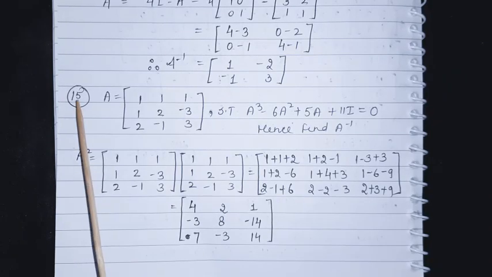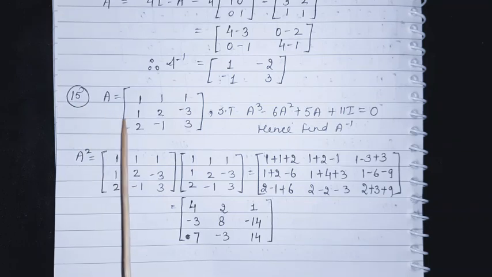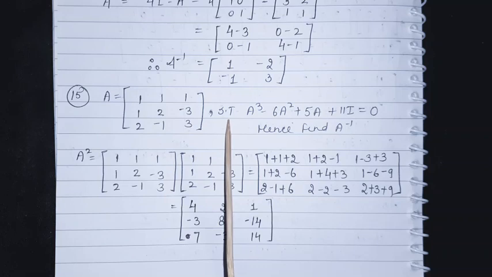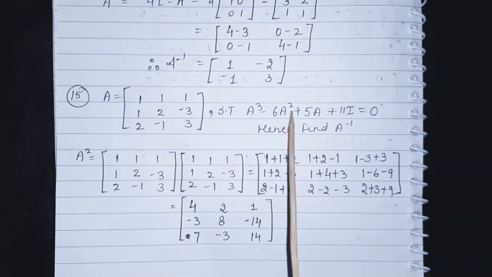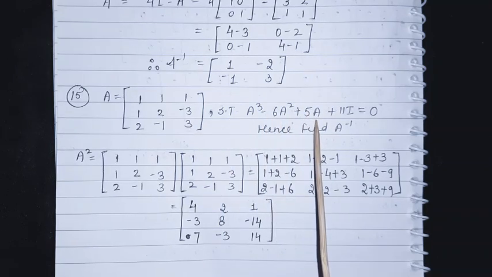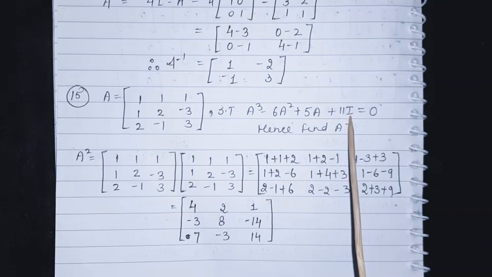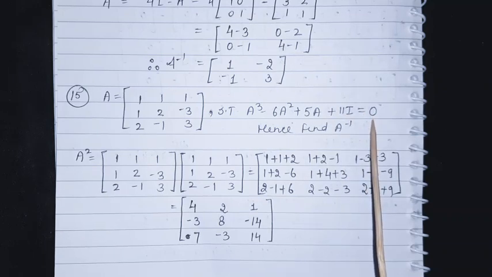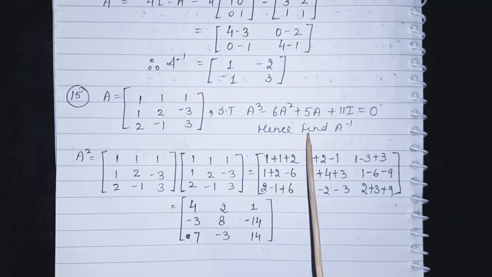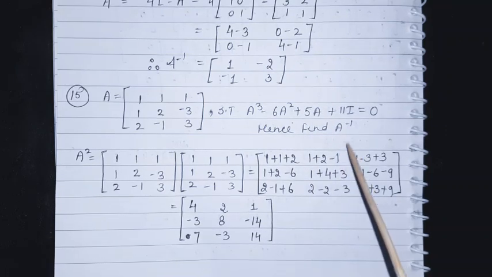Our next question is question number 15. In question number 15, a matrix of order 3 is given, and we have to show that A cube minus 6A square plus 5 times of A plus 11 times of identity is equal to a 0 matrix. Hence, find A inverse.